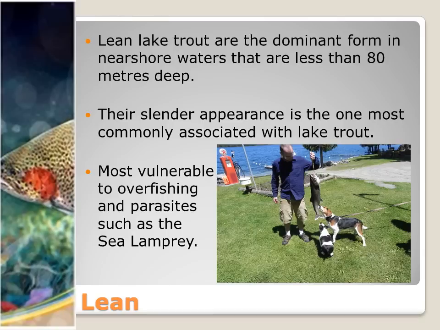Lean trout, or mackinaws as they are sometimes called, spawned in shallow water and have less fat than other forms. They tend to spawn in the clear nearshore areas that are shallower than 80 meters. The lean is the most vulnerable to overfishing and parasites such as sea lamprey due to its longevity and reduced juvenile investment.